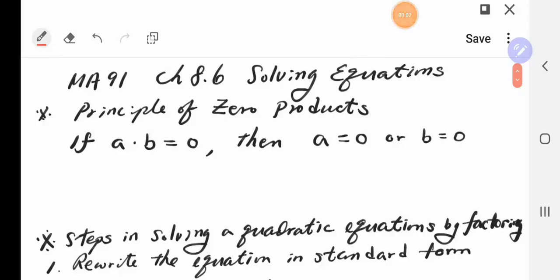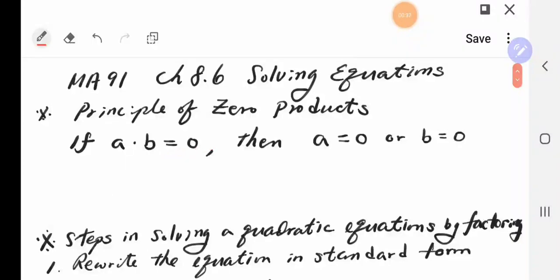Chapter 8.6, Solving Equations. In this section, we will solve a quadratic equation, or an equation that contains a variable. So we will use the principle of zero product, the zero product rule, which means we have a product like A times B. This equation is equal to 0 because the left side of the equation is a product and the right side is 0.